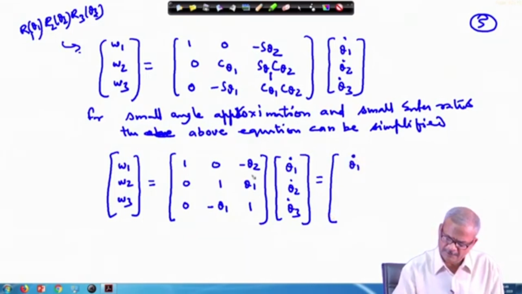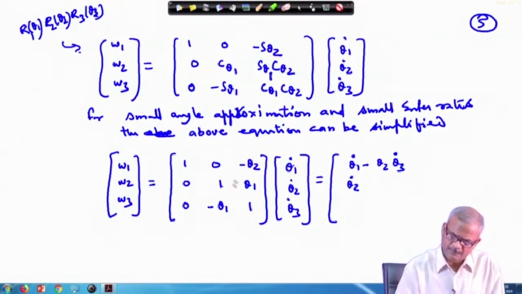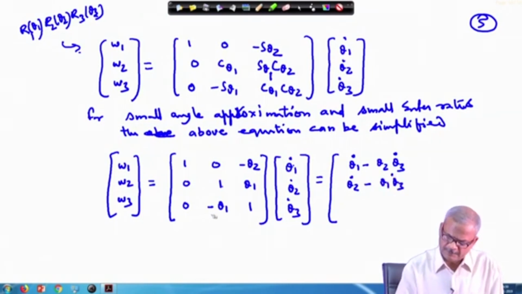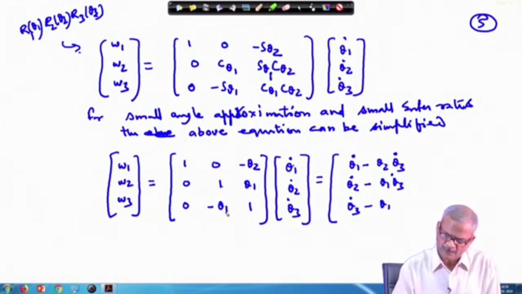Multiplying it. So, this is theta 1 dot minus theta 2 times theta 3 dot, then this part theta 2 dot times, here this is 0, this is theta 2 dot, and then theta 1 times theta 3 dot. Finally, the last one, this is theta 3 dot minus theta 1 times theta 2 dot, which comes from here, and theta 1 times theta 3 dot, and this is theta 3 dot, and then theta 1 times theta 2 dot.